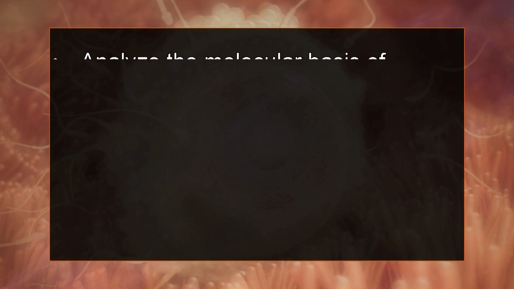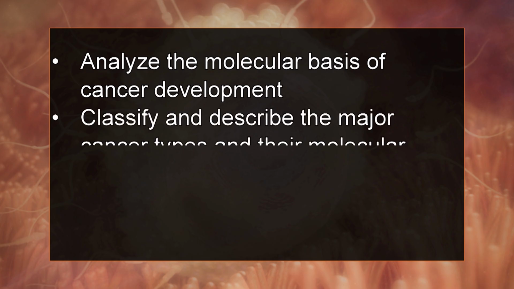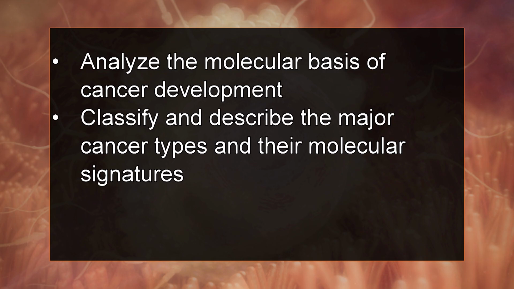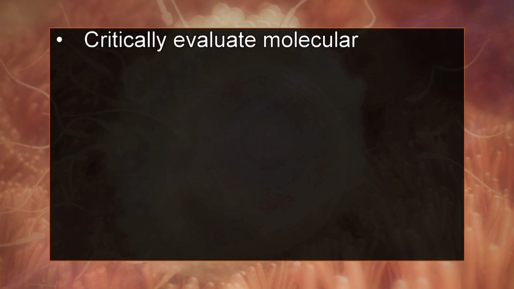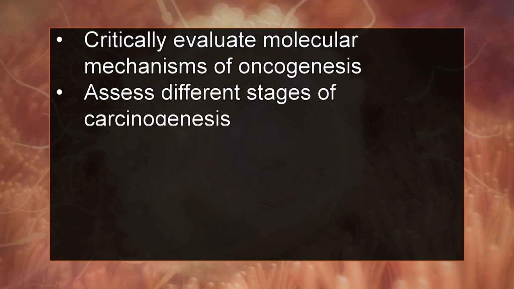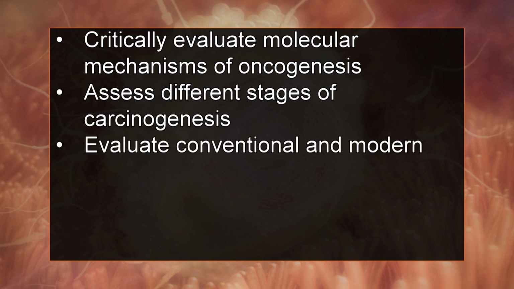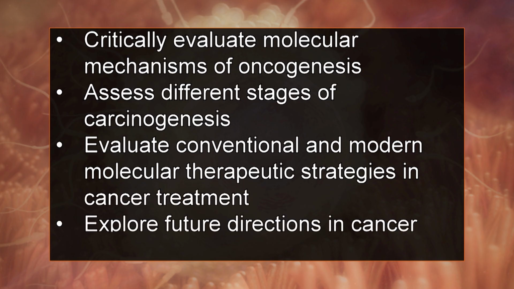Dear students, today's learning objectives are: analyze the molecular basis of cancer development, classify and describe the major cancer types and their molecular signatures. Then we'll elucidate cancer causes and risk factors, critically evaluate molecular mechanisms of oncogenesis and assess different stages of carcinogenesis. Later, we will evaluate conventional and modern molecular therapeutic strategies in cancer treatment. And finally, we will explore future directions in cancer research.